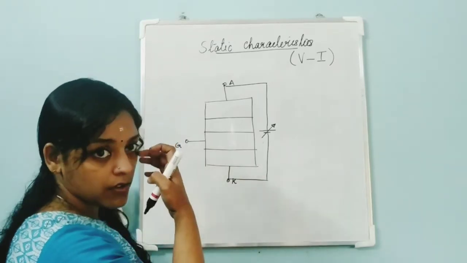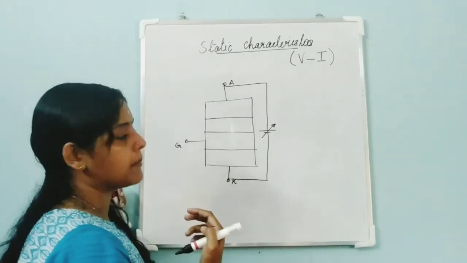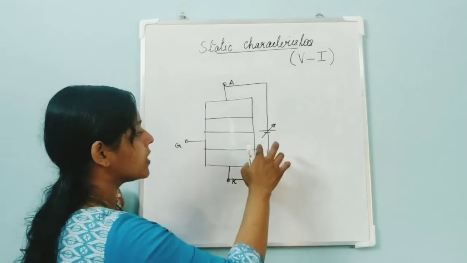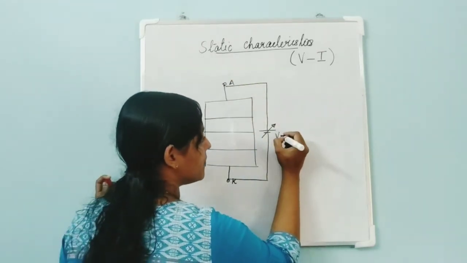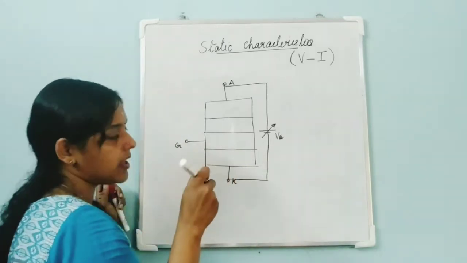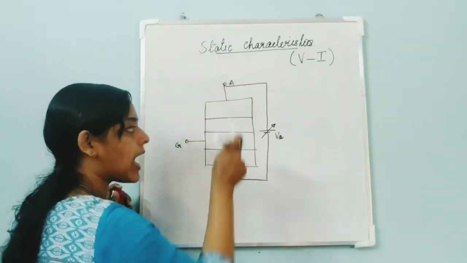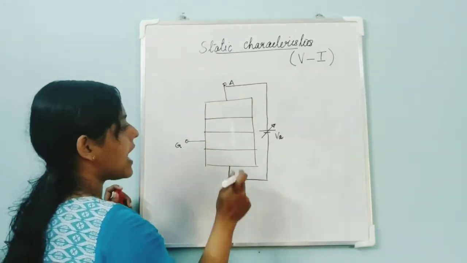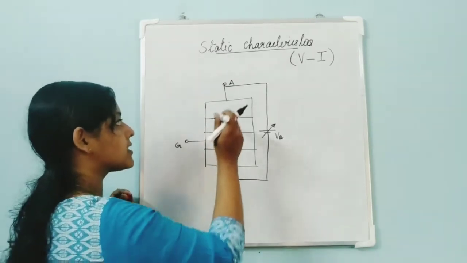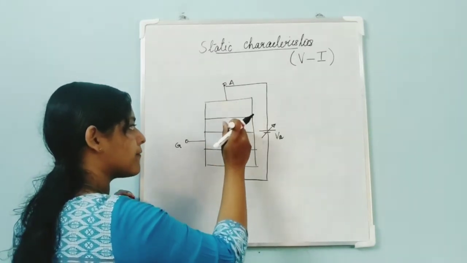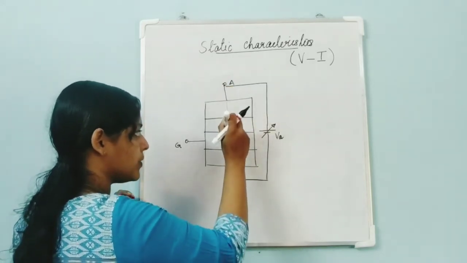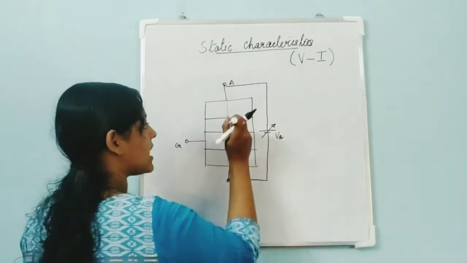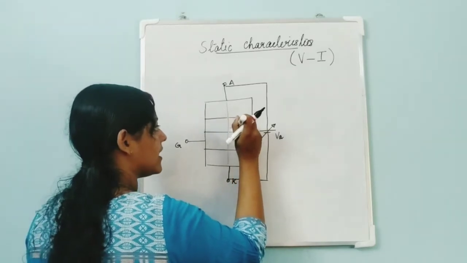We are going to consider two main parameters. The first one is the voltage between anode and cathode. We call it VA, that is voltage between anode and cathode. And when the device conducts, there will be a current flowing from anode to cathode, and we call that current IA.